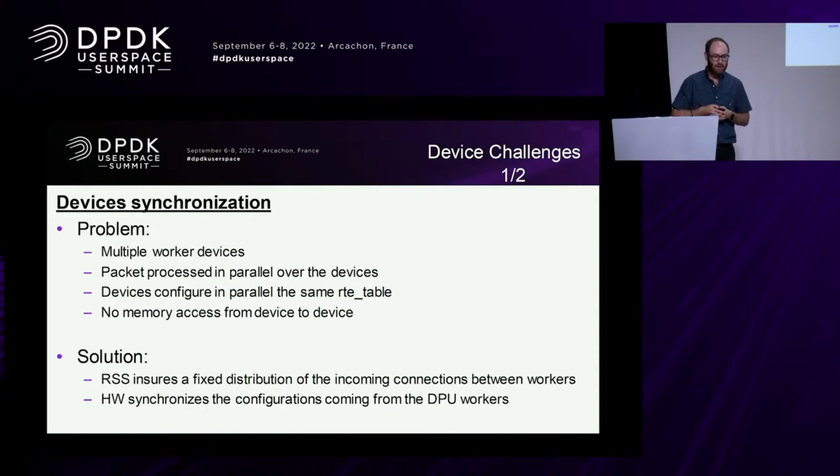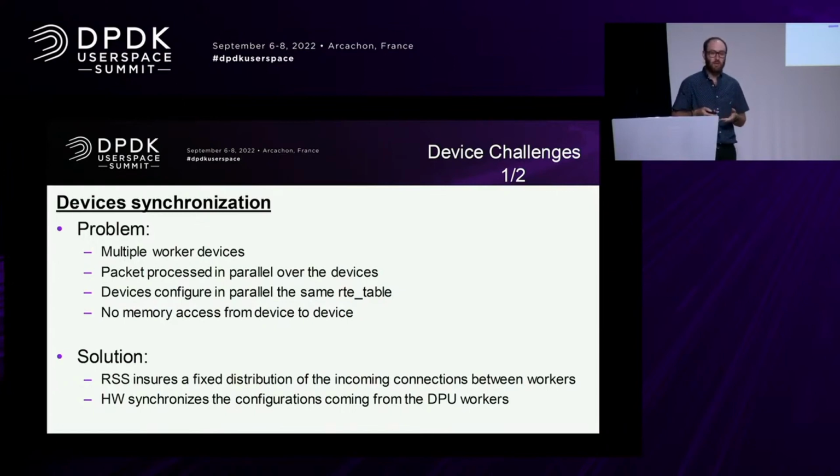So the problem is we have multiple worker devices. All of them are running in parallel. We need to synchronize all of those together. Packets are processed in parallel over those devices. RSS splits the different packets to different workers. They're running in parallel. They configure the same object in parallel. The CT table is shared between all of those devices, and all of those devices want to configure this CT table. Each one has its own 5 tuple that it wants to configure, and everything is happening in parallel.